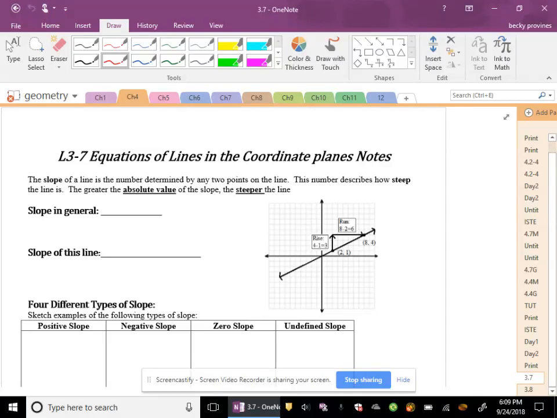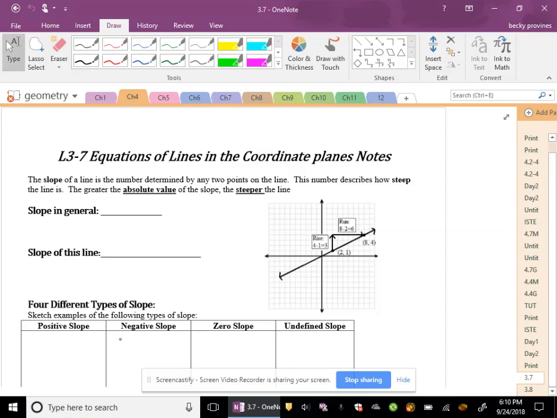Today we're going to go over lesson 3.7, equations of lines in a coordinate plane. So we're going to start with information that comes straight out of Algebra 1. Many of the things that we're going to talk about today are things that should look familiar to you. So let's start with slope.